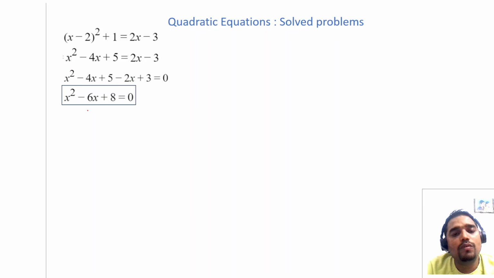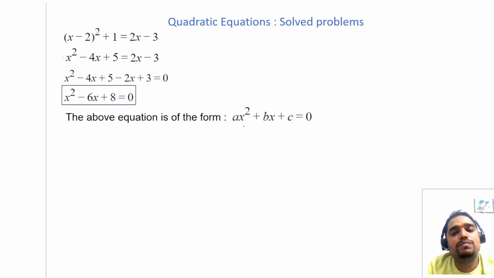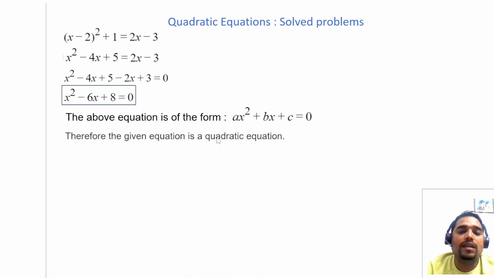Since this is of the form ax square plus bx plus c equals 0, which is the standard form of a quadratic equation, that is, we have an x square term, an x term and a constant, and the highest exponent of x in this equation is 2, we can conclude that this equation is a quadratic equation. That is why I have written the statement that therefore the given equation is a quadratic equation. This solves the first problem.